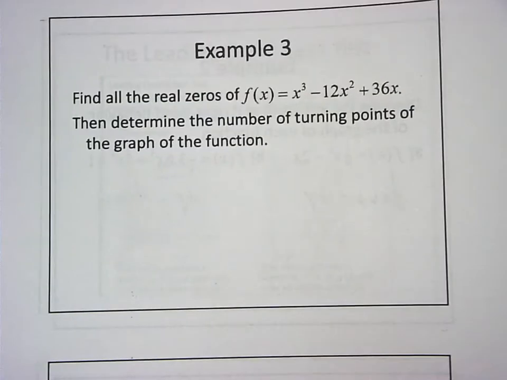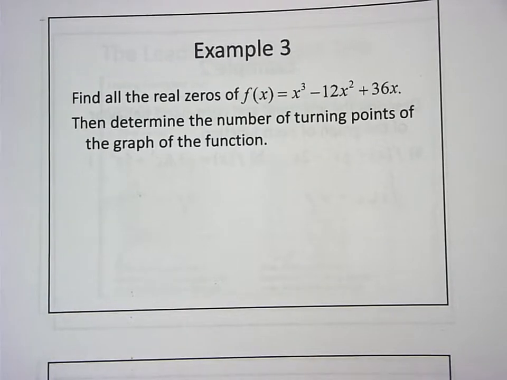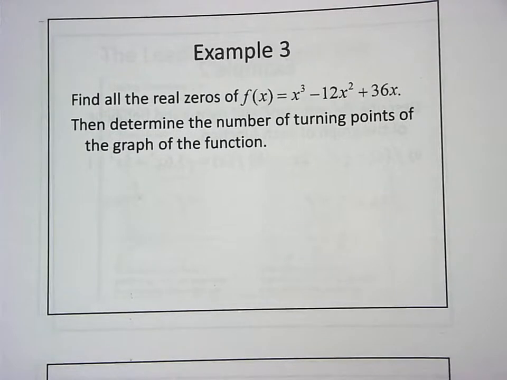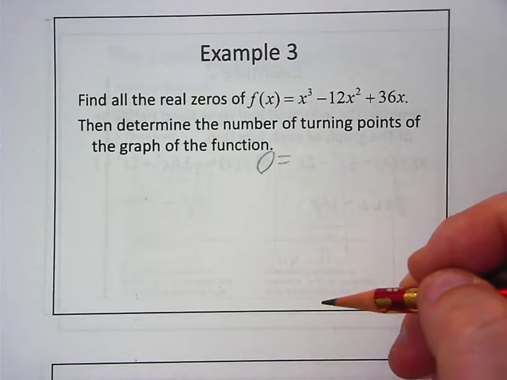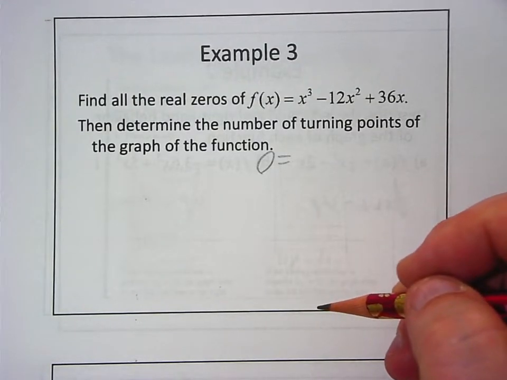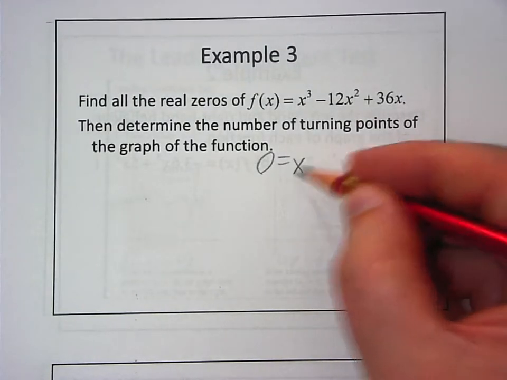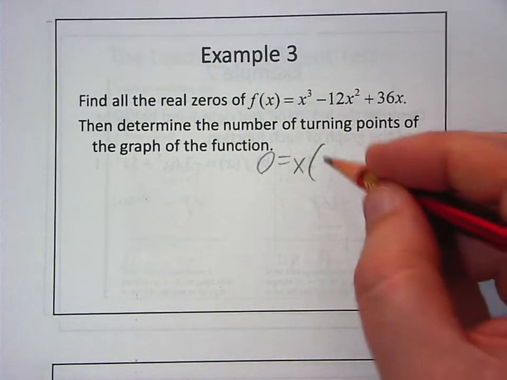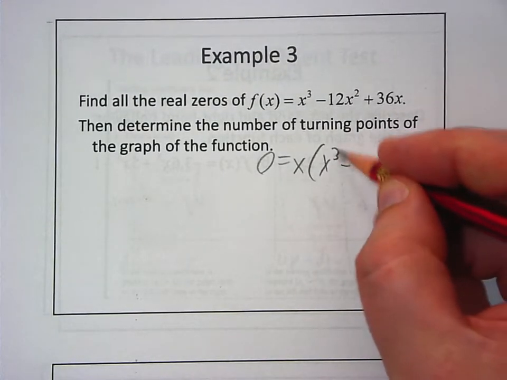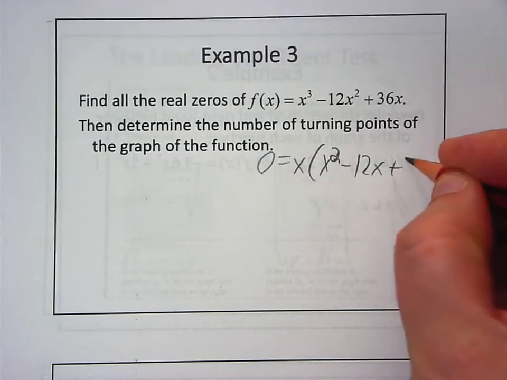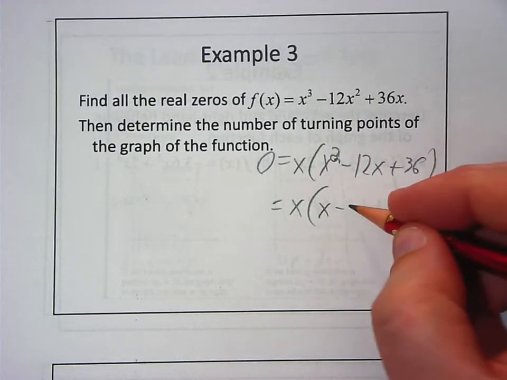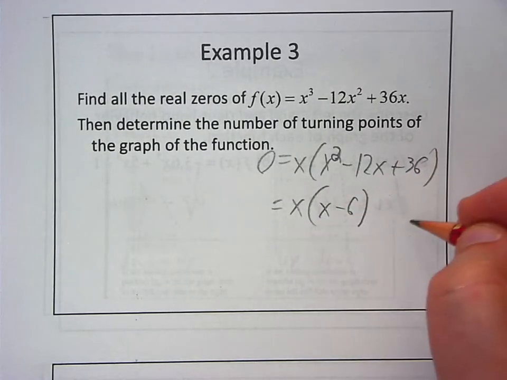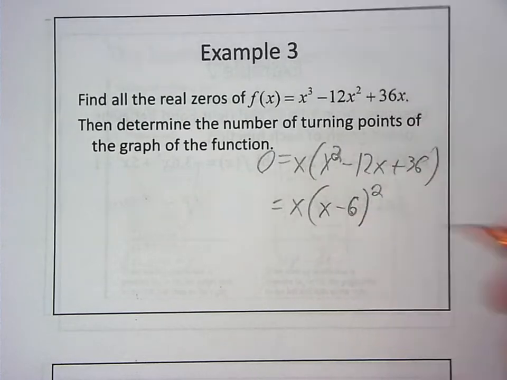So if I want to find all the real zeros of this polynomial, what would I do? Factor it. So I'm going to factor it and set it equal to 0. How can I factor this? Take out an x, and then what's left, x squared minus 12x plus 36. That'll factor into what? X minus 6 times x minus 6, which is x minus 6 squared.